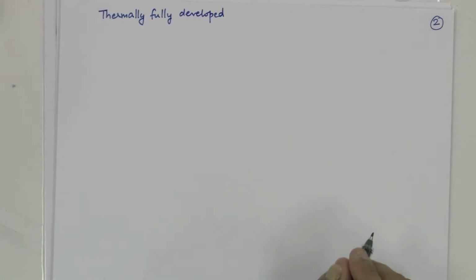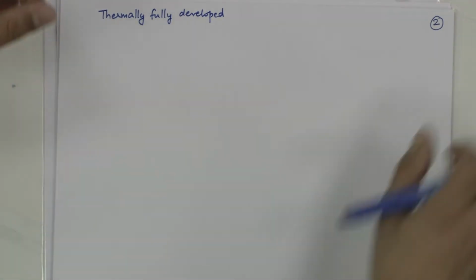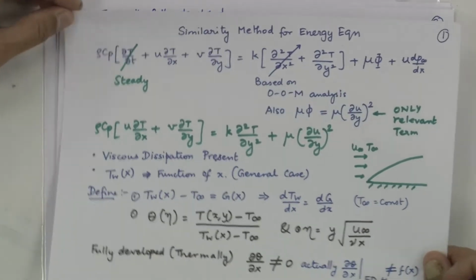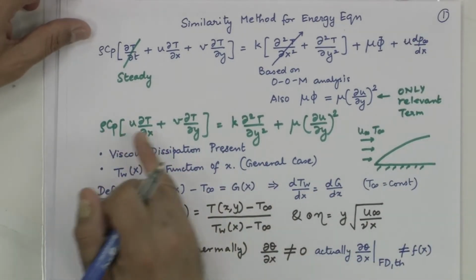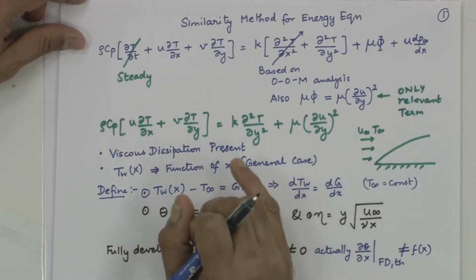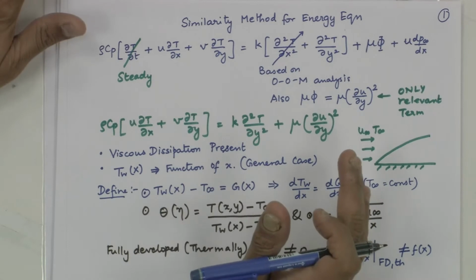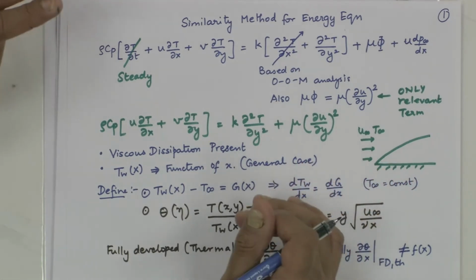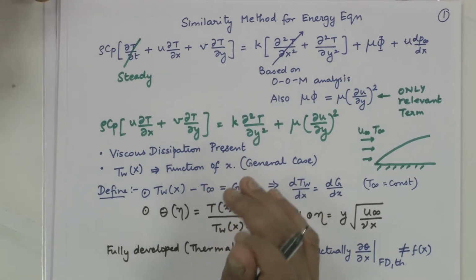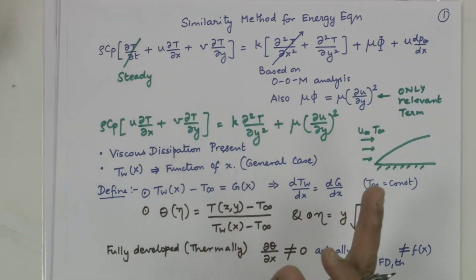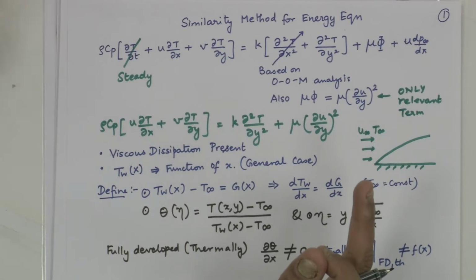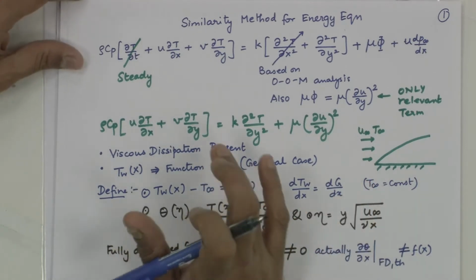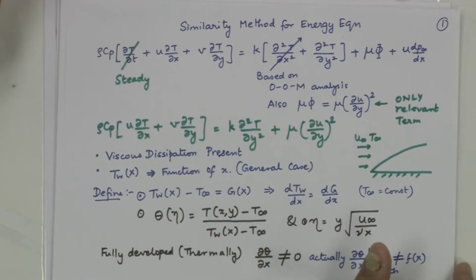Okay. Now, we have to write what is the aim of similarity method. So, you have u, v, t, all of these as functions of x comma y. Just as we did in the momentum equation, we will transform this u and v to some function f, f double prime, and so on and so forth, and this t is now going to be transformed in terms of the variable theta.